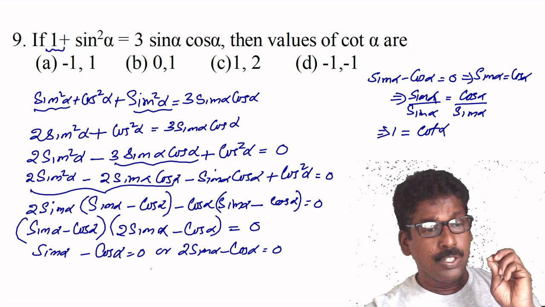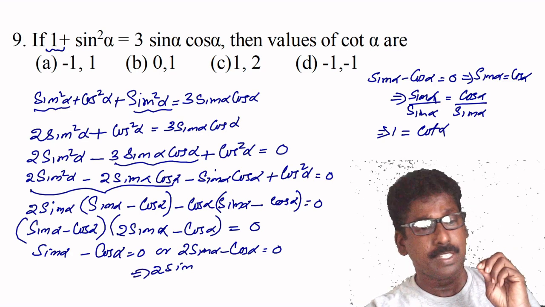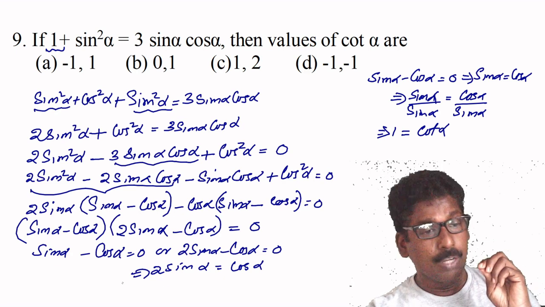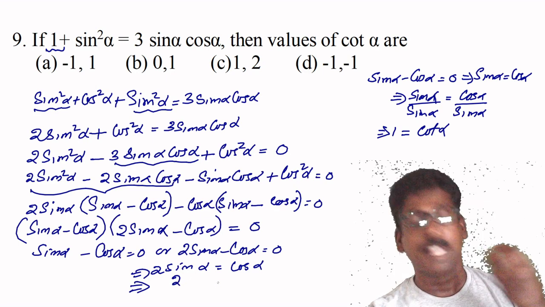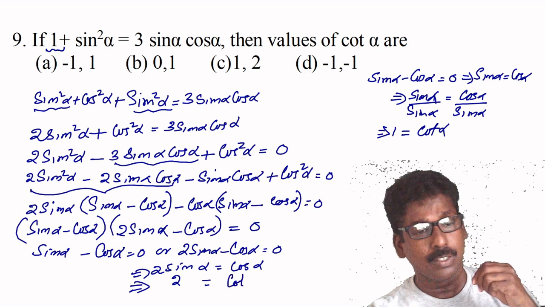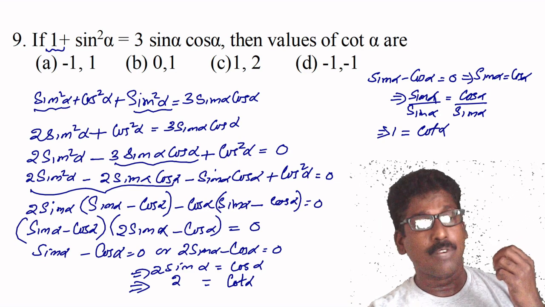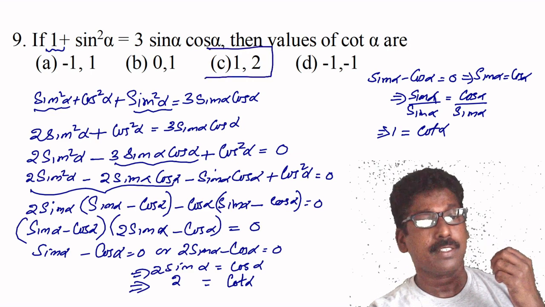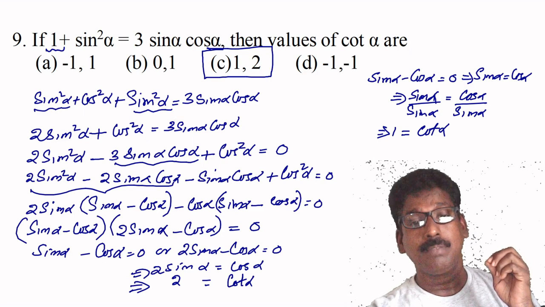Now let me take 2 sin alpha minus cos alpha is equal to 0, which implies 2 sin alpha is equal to cos alpha. Now divide by sin alpha. So you will get 2 sin alpha by sin alpha is 2, cos alpha by sin alpha, you will get it as cot alpha. So the another value of cot alpha is 2. Therefore, the value is 1 and 2. So here the correct option is C, 1, 2. Now look at the last question.